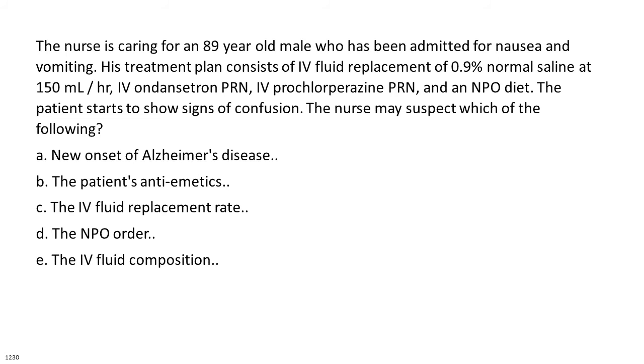The nurse is caring for an 89-year-old male who has been admitted for nausea and vomiting. His treatment plan consists of IV fluid replacement of 0.9% normal saline at 150 ml per hour, IV ondansetron PRN, IV prochlorperazine PRN, and an NPO diet. The patient starts to show signs of confusion. The nurse may suspect which of the following? A. New onset of Alzheimer's disease. B. The patient's antiemetics. C. The IV fluid replacement rate. D. The NPO order. E. The IV fluid composition.